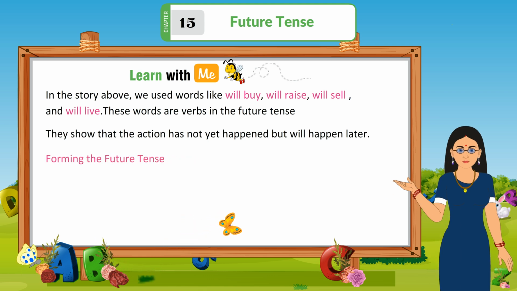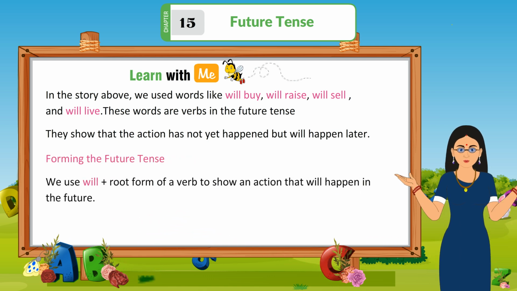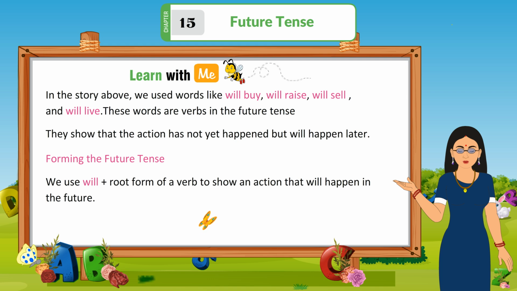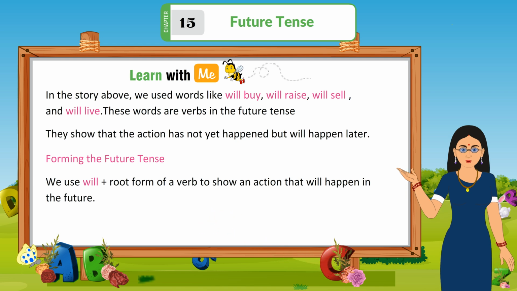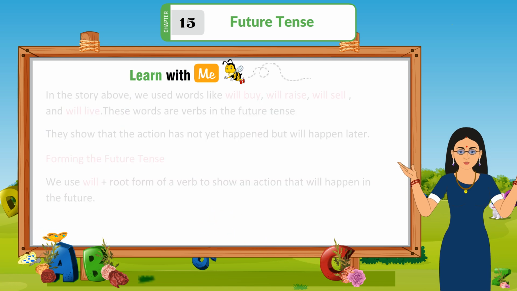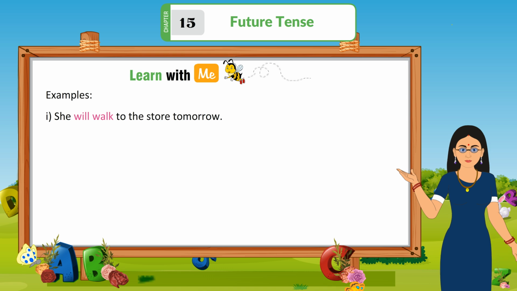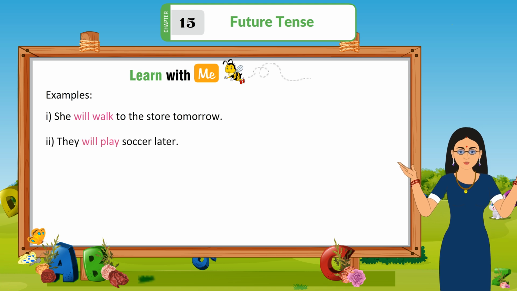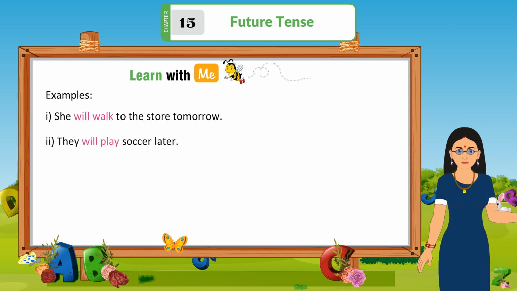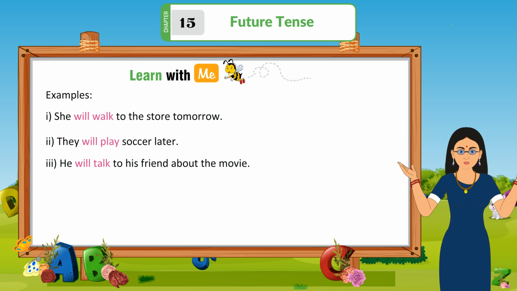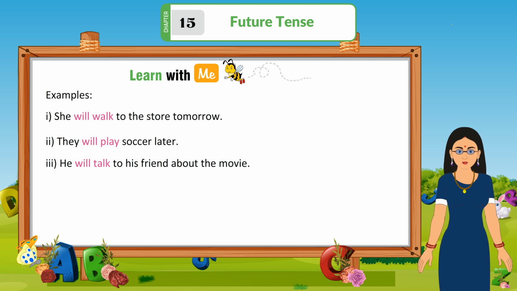Forming the future tense: we use will plus the root form of a verb to show an action that will happen in the future. Examples: 1. She will walk to the store tomorrow. 2. They will play soccer later. 3. He will talk to his friend about the movie.